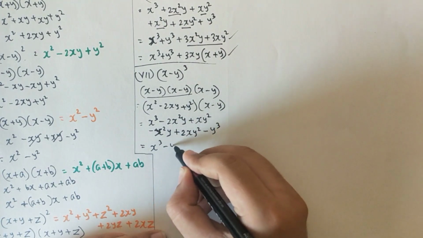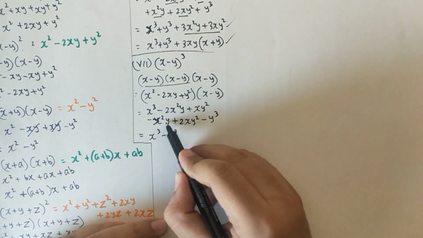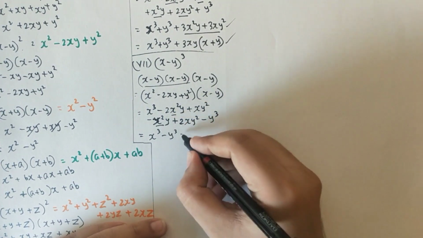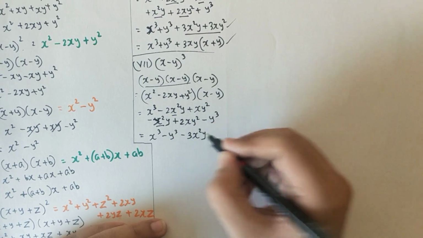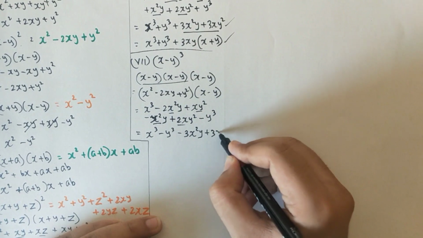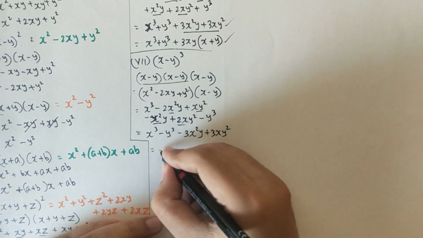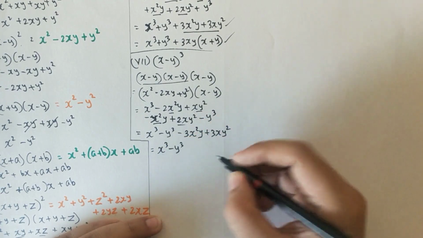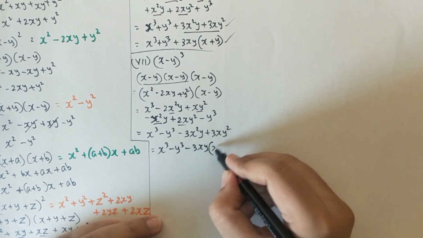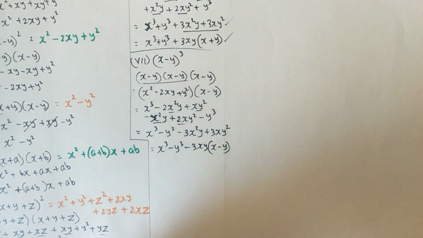So x cube and minus y cube are the unlike terms. I have written them as they are. Minus 2x square y and minus x square y, both are negative. They are like terms. Both are negative, so minus 3x square y. Xy square and 2xy square, so plus 3xy square. This is one of the forms. You can also write it in the form of x cube minus y cube. If you take minus 3xy common, in the bracket will be x minus y. So either of them you can opt for.